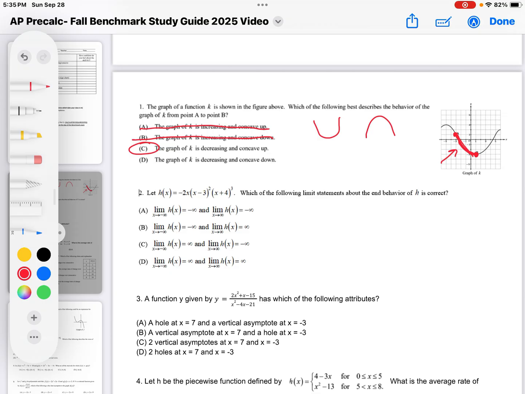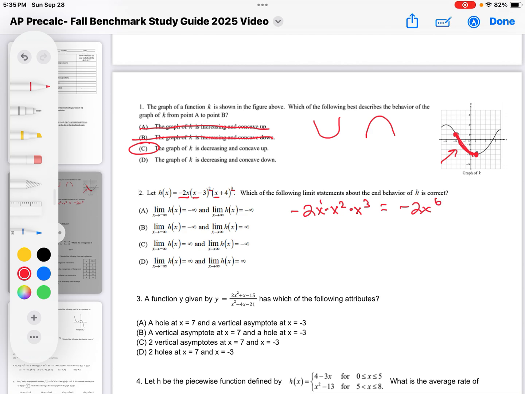All right, for the second question, it says, which of the following limit statements about the end behavior of this function is correct? Let's first figure out what's going on here. So we have negative 2x times x squared times x to the third. What I'm trying to figure out here is the leading coefficient term. So I get negative 2x to the 1 plus 2 plus 3. That would be negative 2x to the 6.